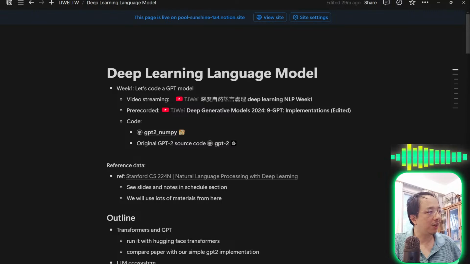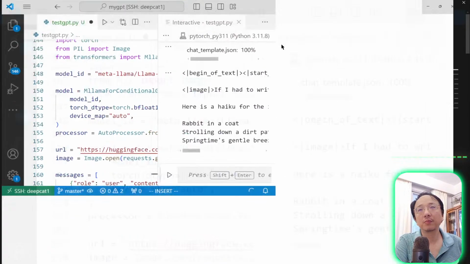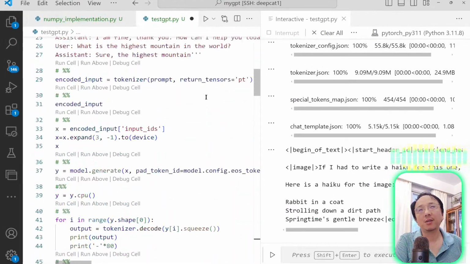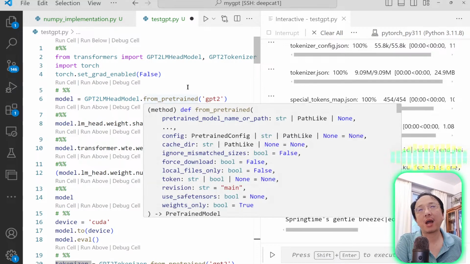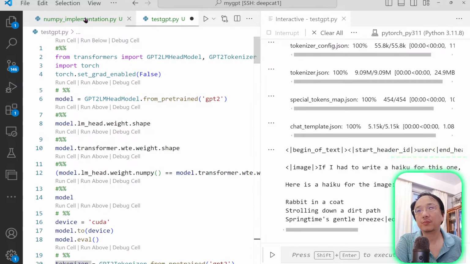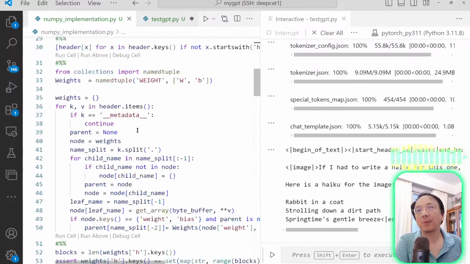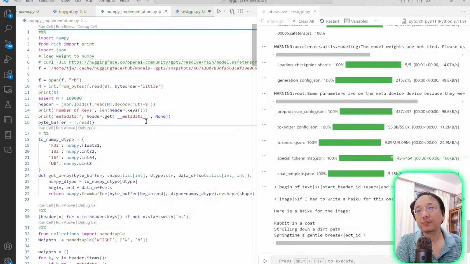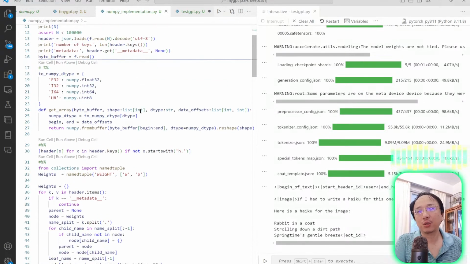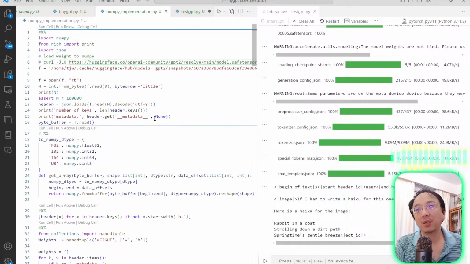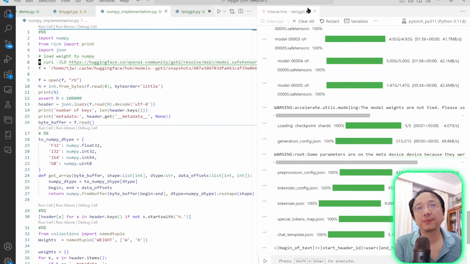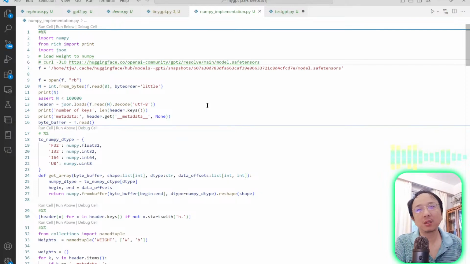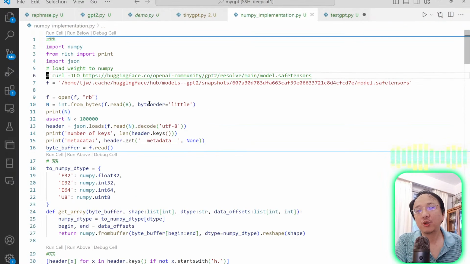Let me get my Visual Studio Code right here. Okay, here is a simple sample of using the Hugging Face transformer. And here is our implementation, the NumPy implementation. I switched the font size a little bit smaller so that I can see the whole thing. So this is our GPT-2 implementation totally in NumPy.